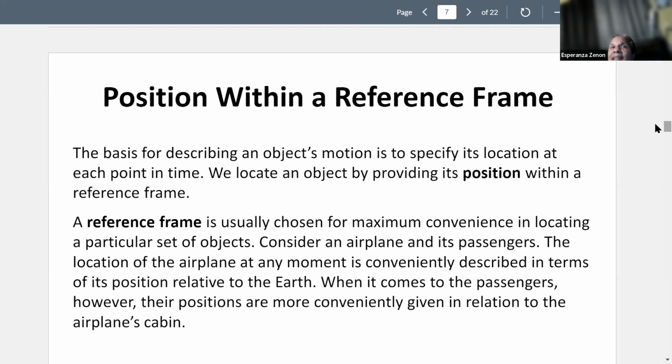If somebody says, is an object moving? The next question should be, with respect to what? Where are you measuring from to determine whether the object is moving? Okay. So if we're going to say an object is moving, we have to have a way of locating it. And the way of establishing position is by establishing a reference frame. And what we like to do is choose our reference frame so that we simplify the situation as much as possible.